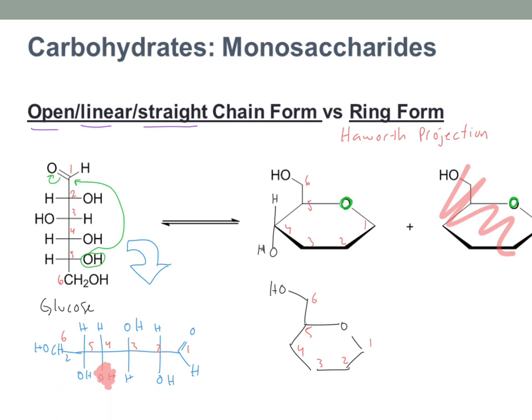If I look at carbon number 3, it looks like the OH is heading up. So when I go over to my drawing and I draw, well, where's the OH? The OH is up and the H is down. If I go to carbon 2, on carbon number 2, the OH is down. And so again, when I go over to my ring form, I'm going to draw the OH as down.